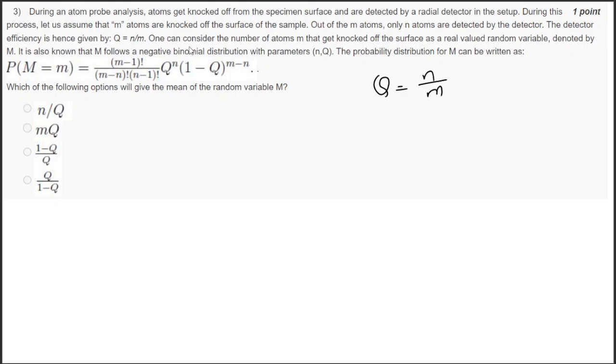Okay, one can consider the number of atoms m that get knocked off from the surface as a real valued random variable denoted by capital M. So it's a random variable M. It is known that M follows a negative binomial distribution with parameters n comma q. They are asking the mean of the random variable M. To calculate the mean, it's the expectation of a random variable. So the expected value of random variable M is nothing but n by q. So this is the mean of the random variable.